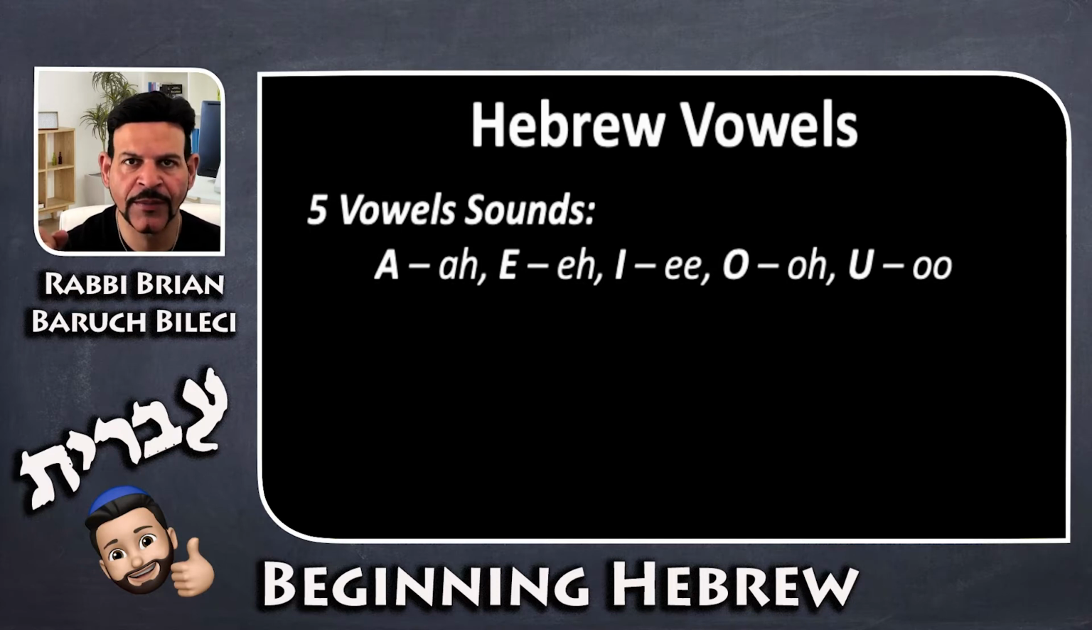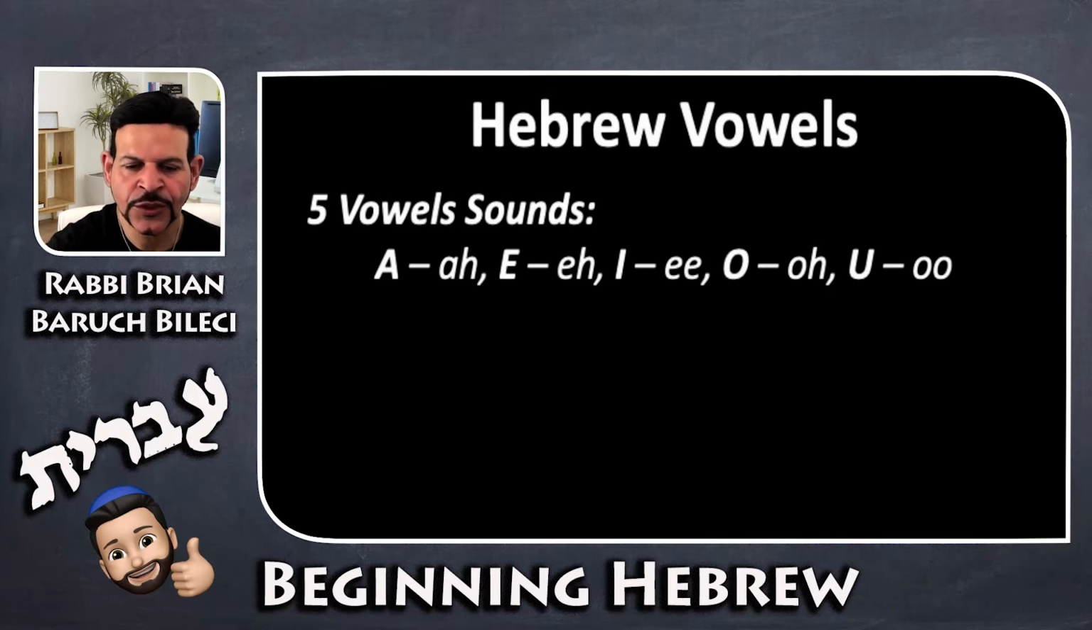Why don't you try that? 1, 2, 3. A, E, I, O, U. Again. A, E, I, O, U. One last time. A, E, I, O, U. All right. Tov me'od. Metsuyan.